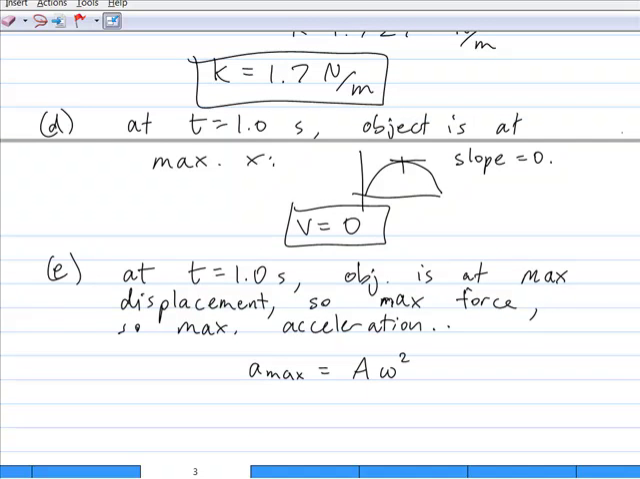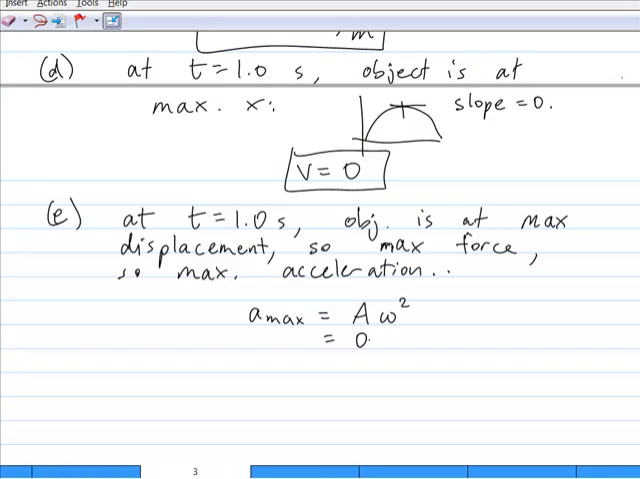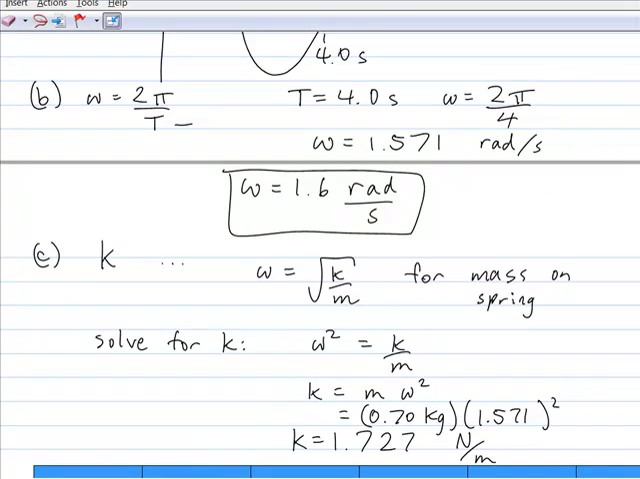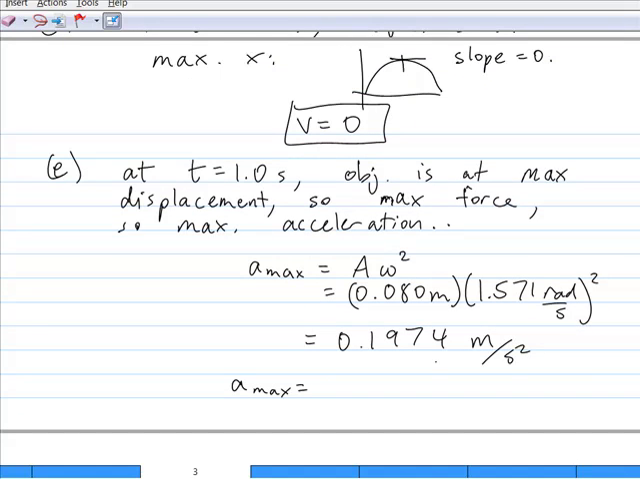So the amplitude, I think we already solved for that somewhere. Back up here, let's scroll. Amplitude was 0.080 meters. 0.080 meters times the omega, which we had from part B, 1.571 radians per second. We're going to square that. We're going to end up with an answer in meters per second squared: 0.08 times 1.571 squared equals 0.1974 meters per second squared. Let's not forget significant digits. Two significant figures rounds this to 0.20 meters per second squared.